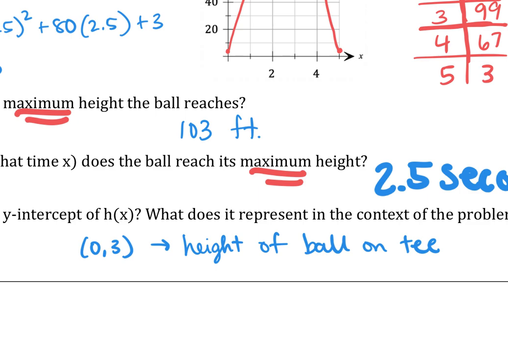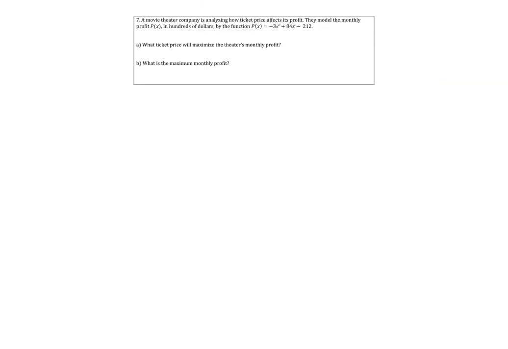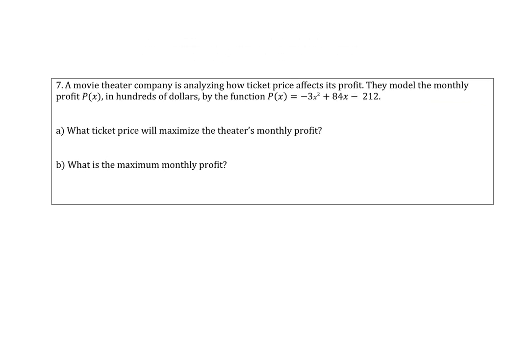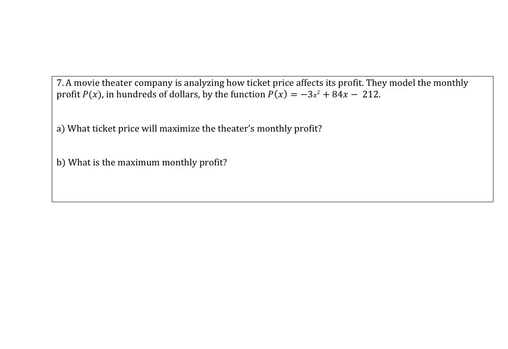Okay. Number 7 is going to be a lot quicker because we don't have to graph it. And there's only an A and a B instead of A, B, C, D, E, or A, B, C, D. All right, so let's move on to that. Number 7. A movie theater company is analyzing how ticket price affects its profit. They model the monthly profit, P of X, in hundreds of dollars by the function P of X is equal to negative 3x squared plus 84x minus 212. What ticket price will maximize the theater's monthly profit? What is the maximum monthly profit?